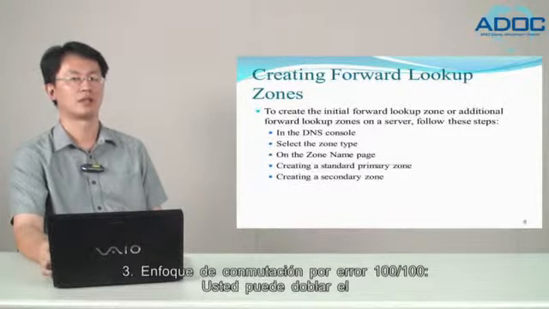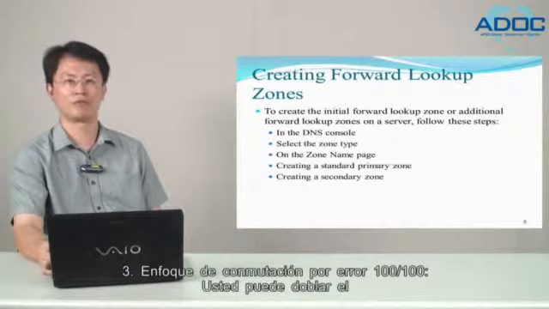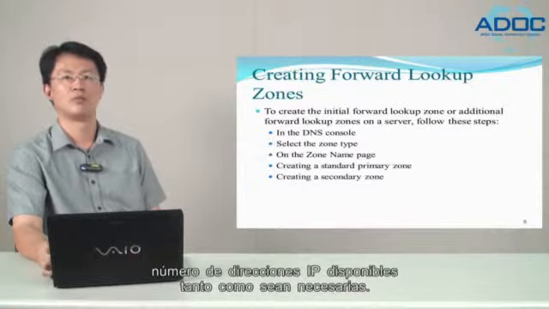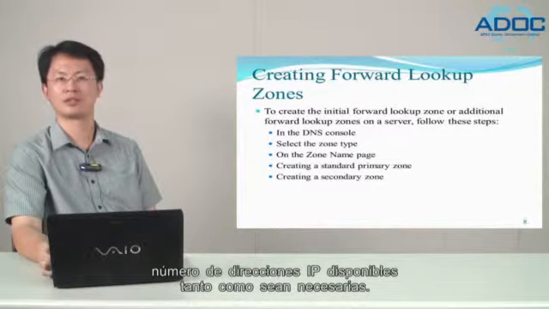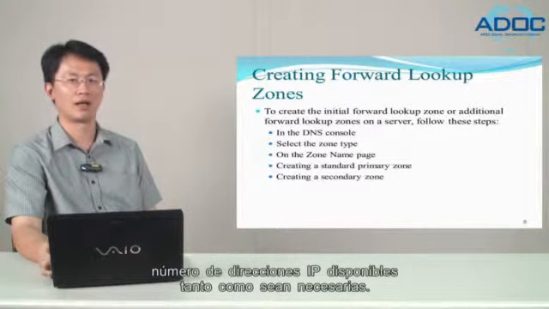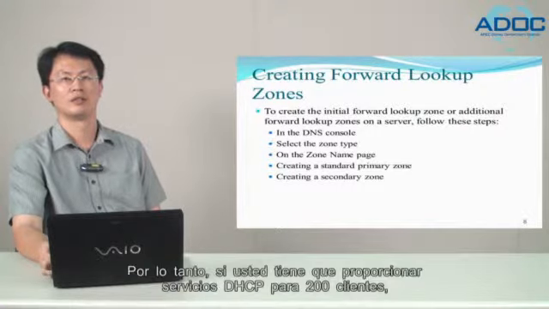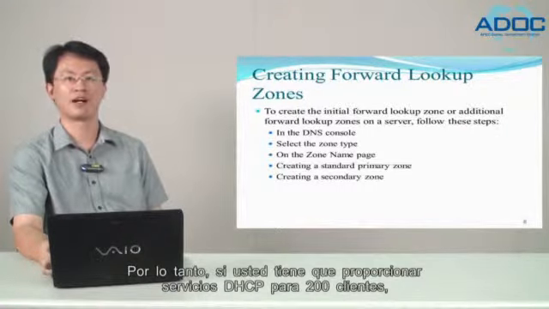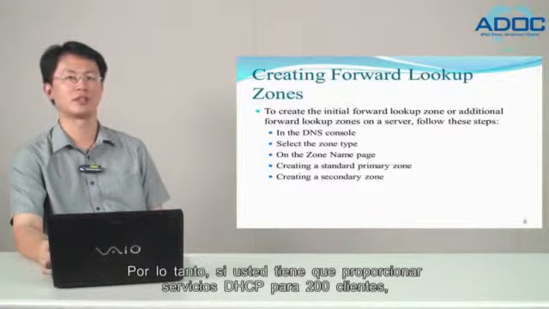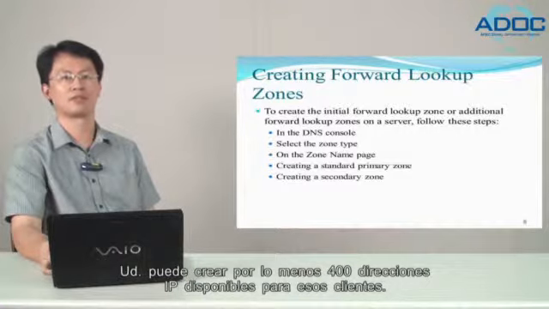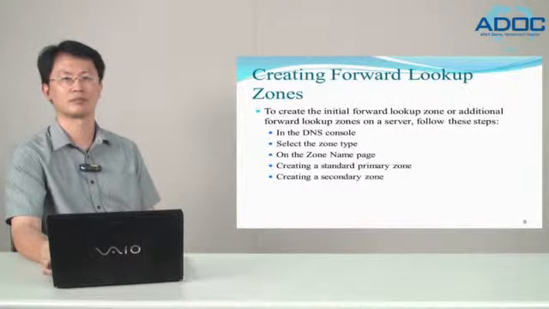Third, 100-100 failover approach. You make twice as many IP addresses available as are needed. Thus, if you must provide DHCP services for 200 clients, you make at least 400 IP addresses available to those clients.